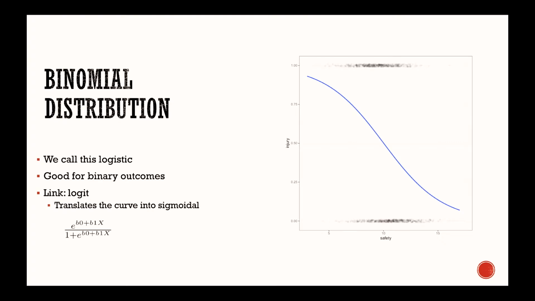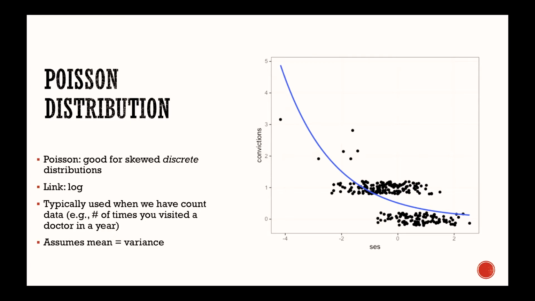With the binomial distribution, we call this the logistic. It is great for binary outcomes. And the link here is the logit. We are very familiar with logistic regression because we covered it in detail last week, so I'm not going to go into much more detail on that. Deal? Now a Poisson distribution.